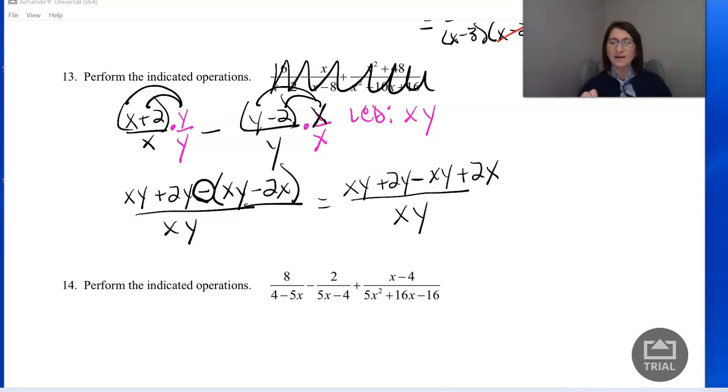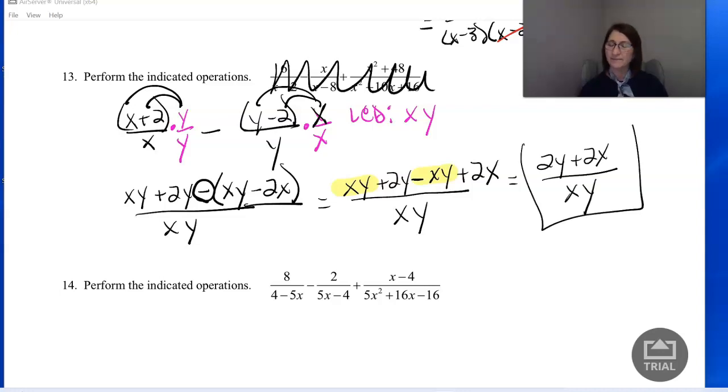So, this xy and this xy are additive inverses. So they become 0. So this whole thing becomes 2y plus 2x over xy. That's your answer. It's crazy.